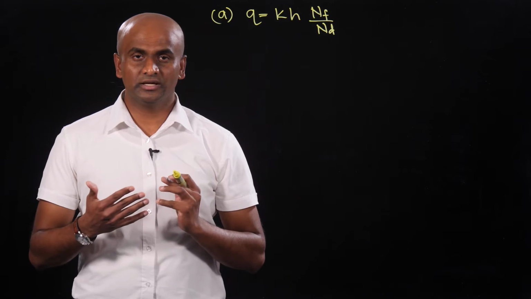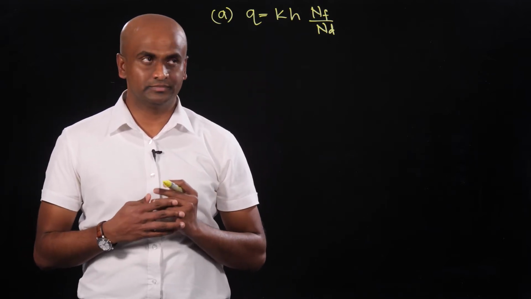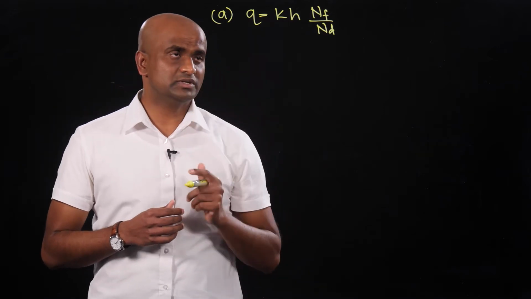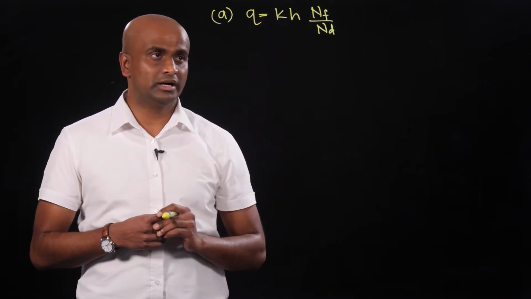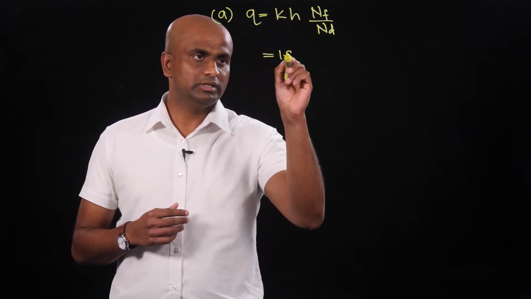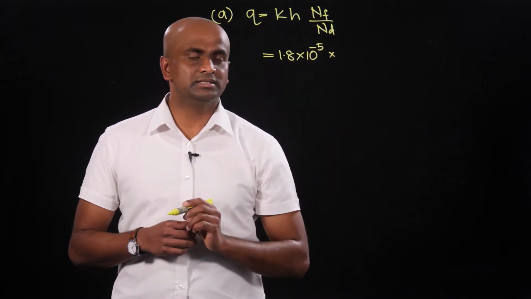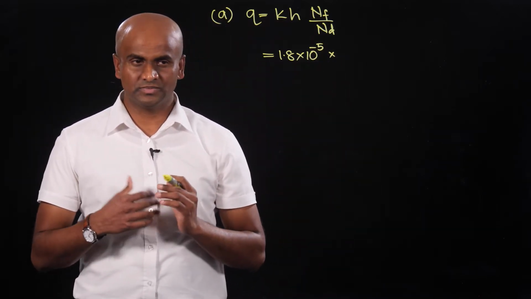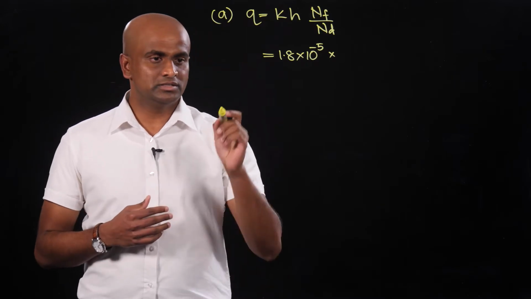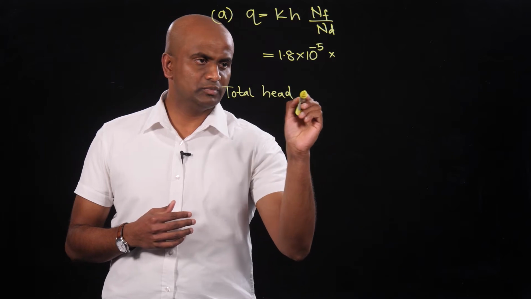So the equipotential lines and the flow lines are the two types of lines that you can find in a flow net diagram. And for this question, the permeability of the soil, or the hydraulic conductivity, is given, which is 1.8 times 10 to the power minus 5, and H is the total head difference between the upstream side and the downstream side. So we can determine the total head at the upstream boundary.